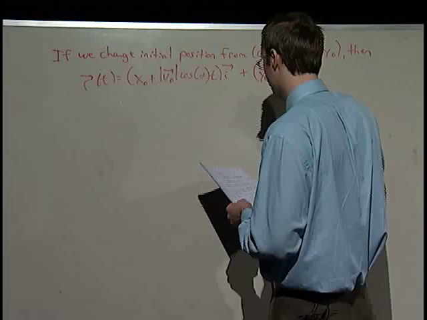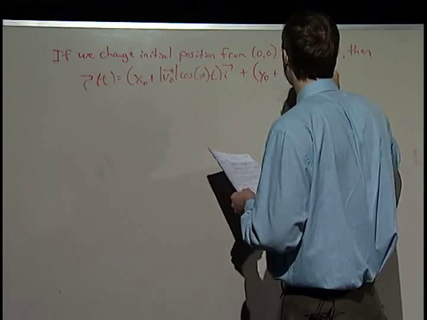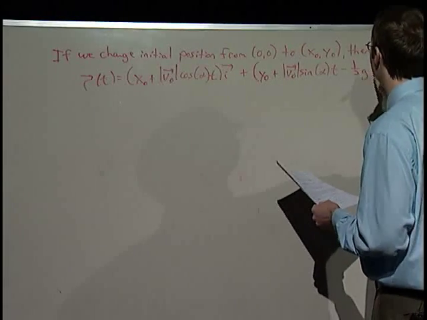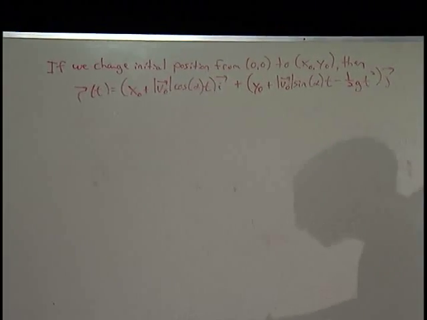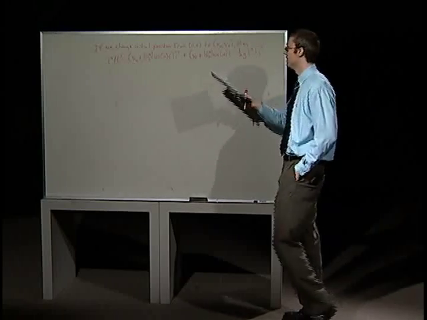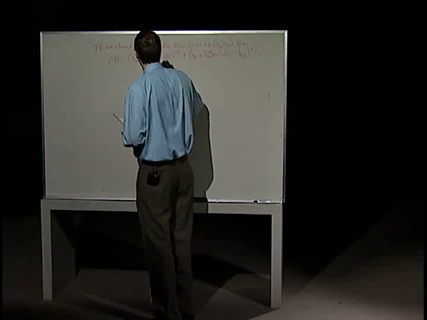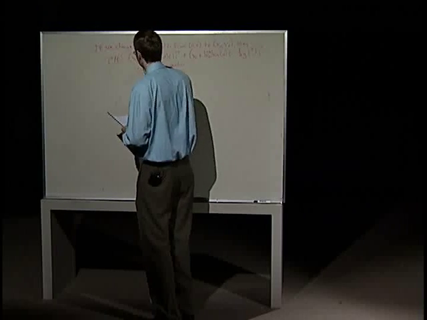So there shouldn't be a surprise at all. And then y naught plus, where's all this junk? Yeah, so v naught sine alpha t minus 1/2 g t squared is the j component of things, right? Okay, and so this is going to be the new position vector.